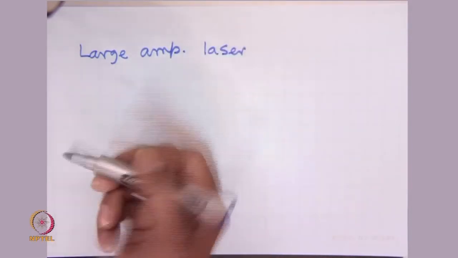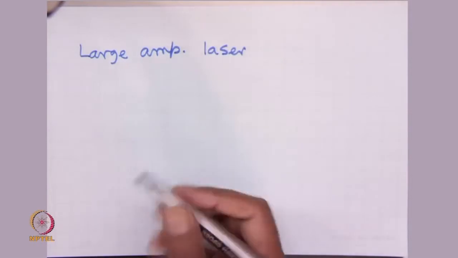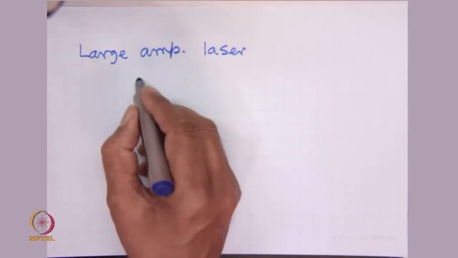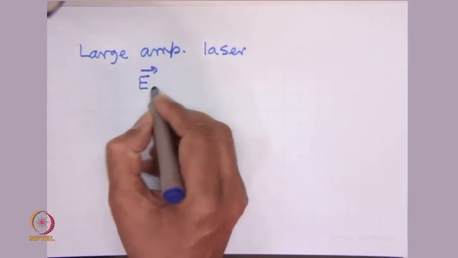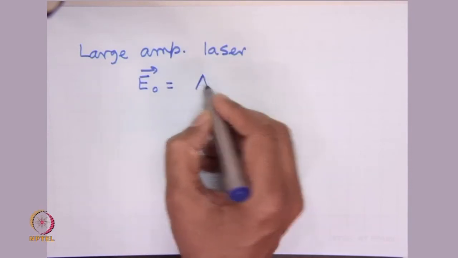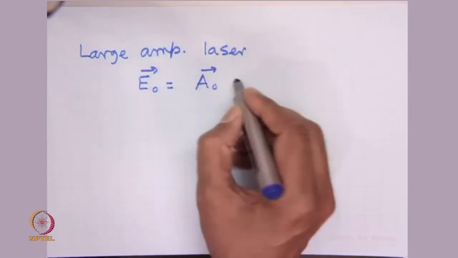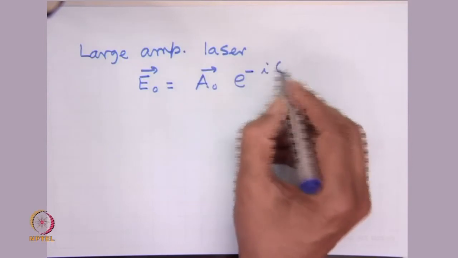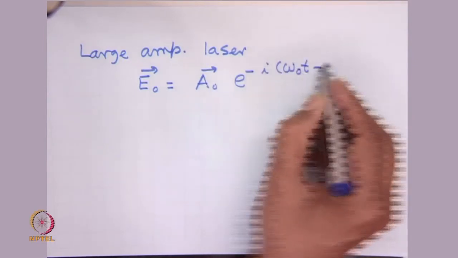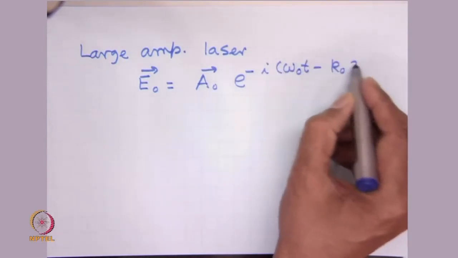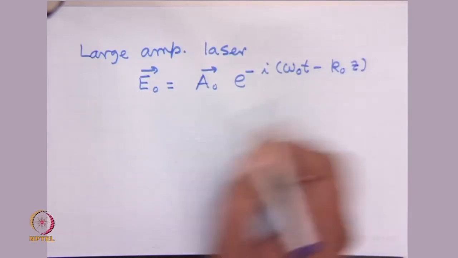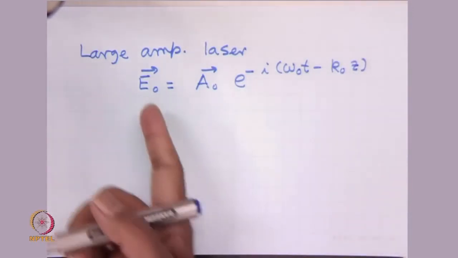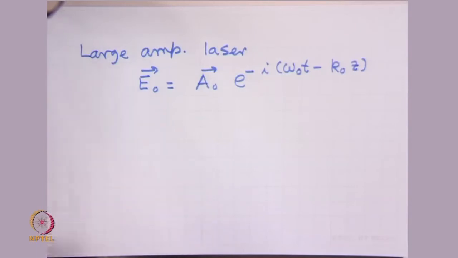You may take a laser wave or plasma wave or any large amplitude wave. Let me denote this field by E0, amplitude A0, exponential minus i (omega 0 t minus k0 z). Subscript 0 I am using for the wave of large amplitude. Suppose the wave is traveling in a plasma like this.